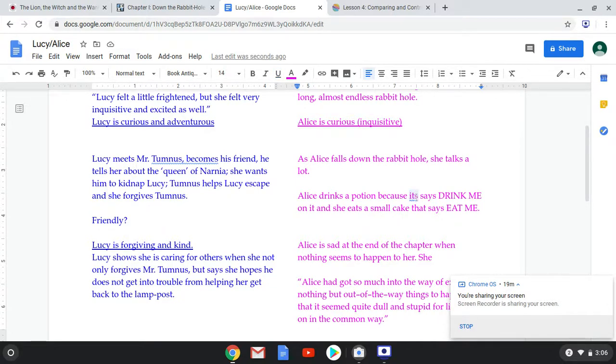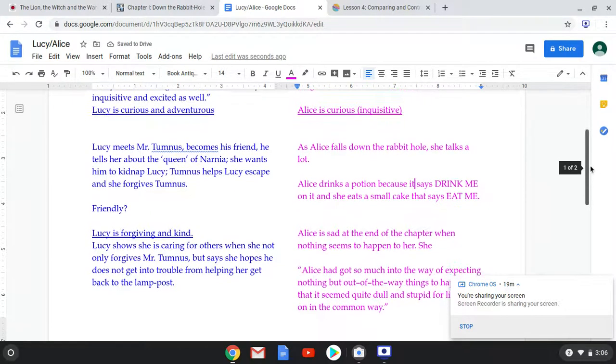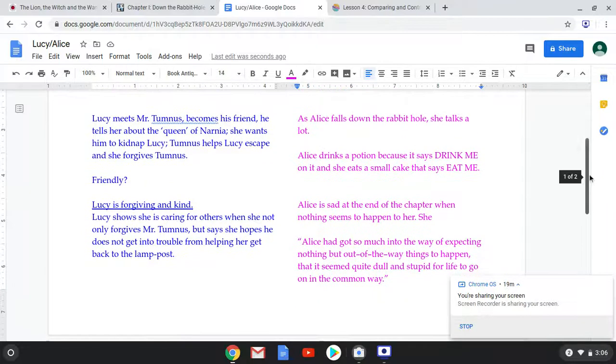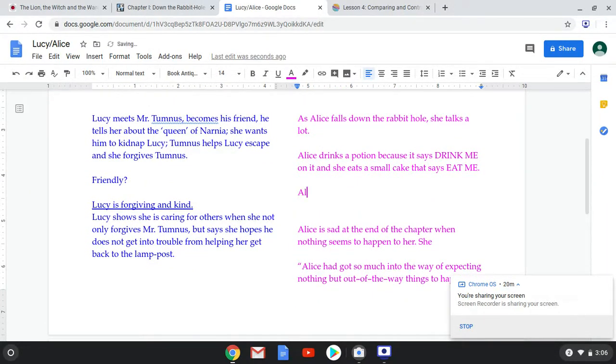Let's fix that. It says, okay, so as Alice falls down the rabbit hole, she talks a lot, she drinks a lot. So what does this tell us about Alice? Alice is very immature.